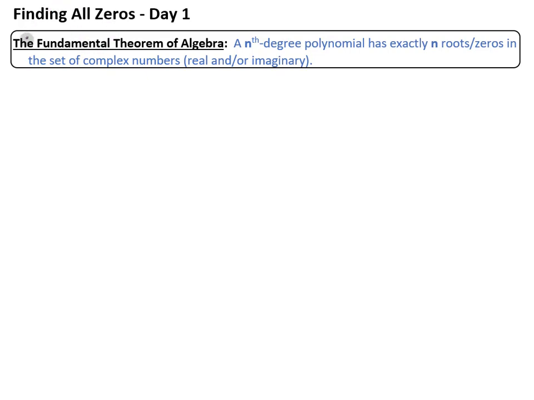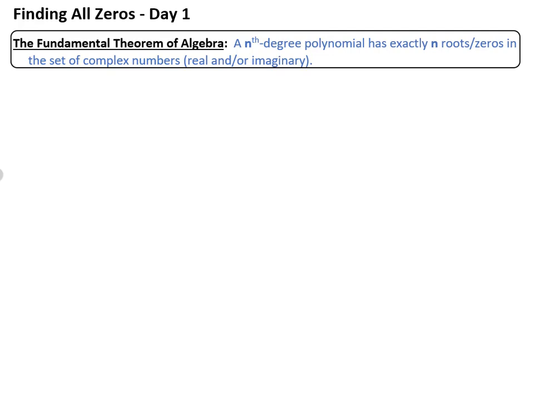All right, so today we're going to talk about finding all zeros or roots of our polynomial. We're going to spend a couple days on this, so we're kind of chunking it up a little bit. But there are three important theorems that we're going to talk about today. Our first one here is called the fundamental theorem of algebra.